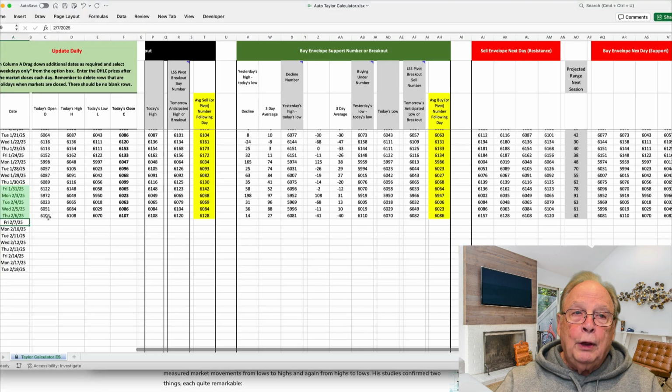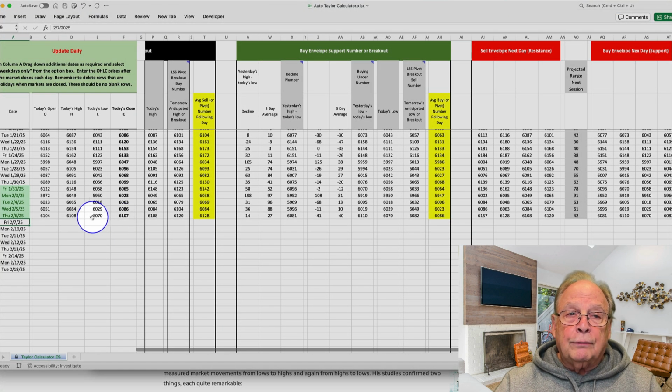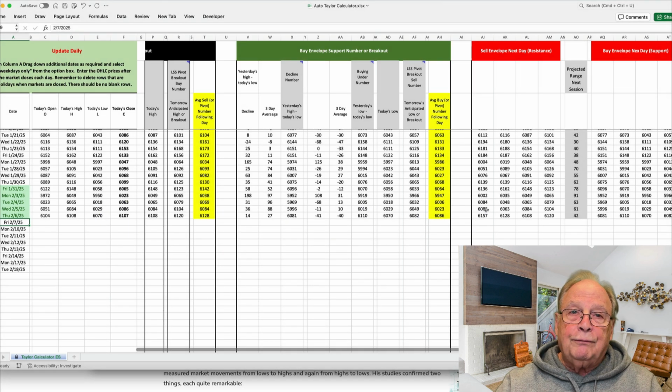It looks like this. When you set it up, you only need to enter four pieces of information each day, which is the open, high, low, and closing price, and all the numbers to the right fill in.